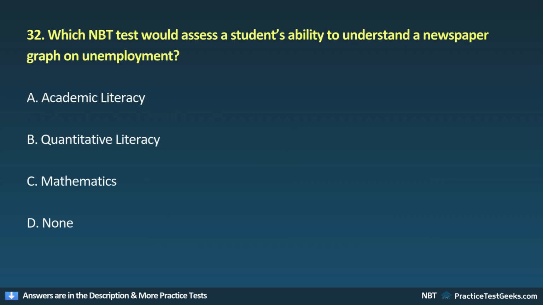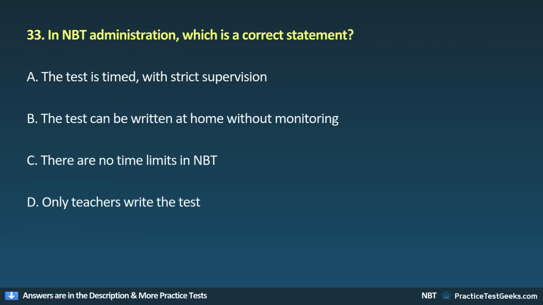32. Which NBT test would assess a student's ability to understand a newspaper graph on unemployment? A. Academic literacy. B. Quantitative literacy. C. Mathematics. D. None.